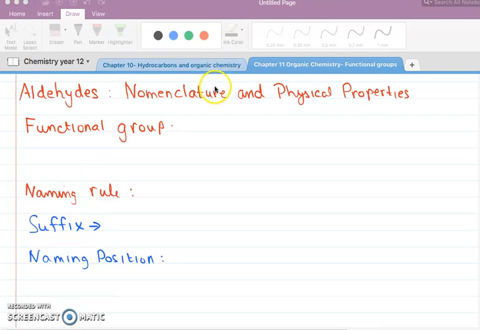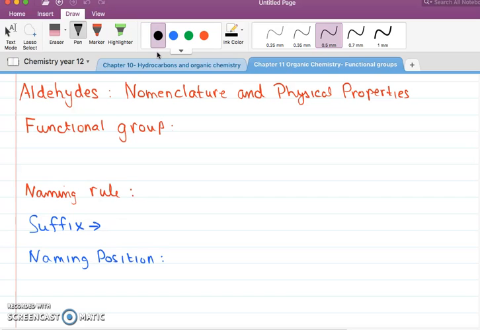Okay, so ladies and gentlemen, welcome to the second installment in functional groups. Today we're going to talk about aldehydes and ketones. We're going to start off the same way as we did with alcohols. We're going to talk about what the functional group is for aldehydes.